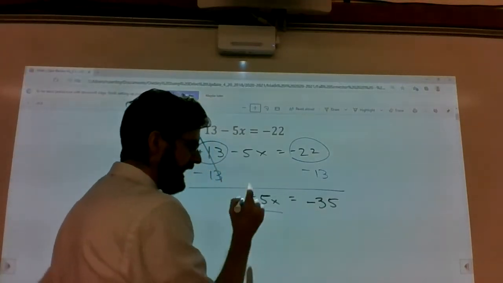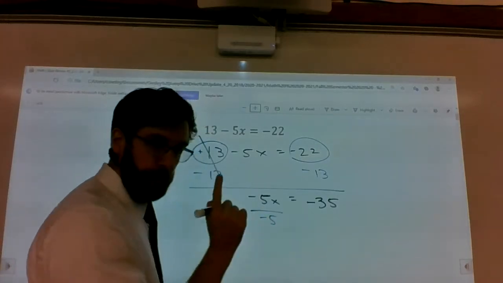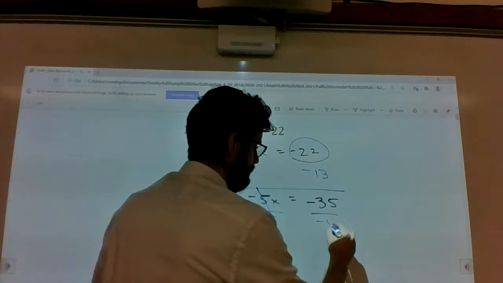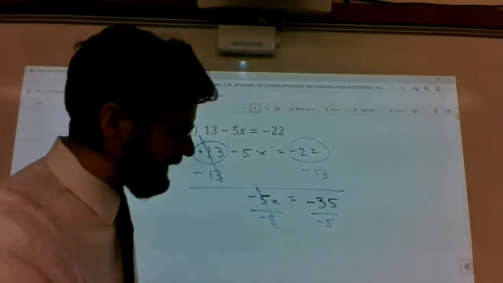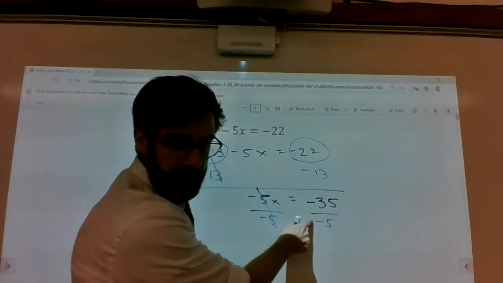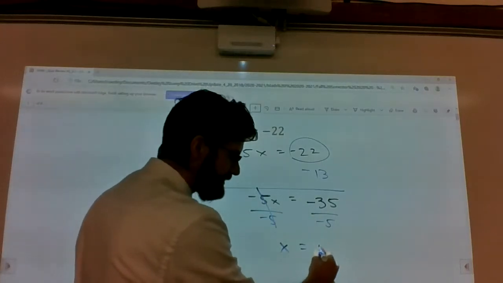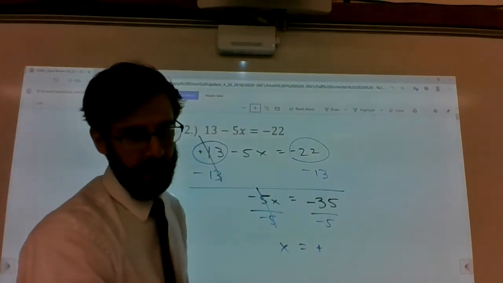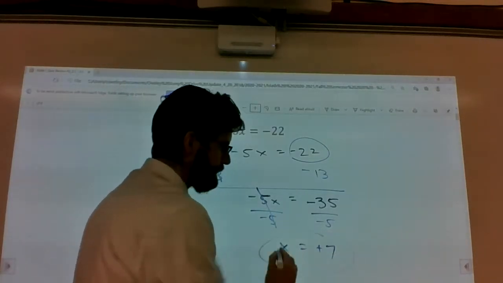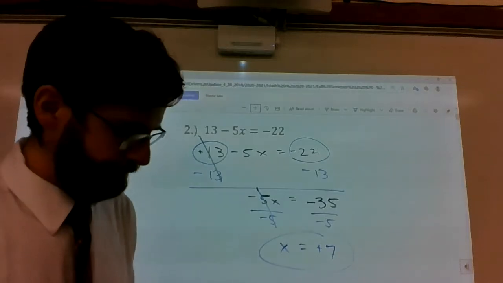Second step is to divide out that negative 5 to create a clean 1x. You're dividing the right-hand side by negative 5. Make sure you recognize that a negative divided by a negative yields a positive value. Okay? Negative divided by negative is a positive. 35 divided by 5 is 7.